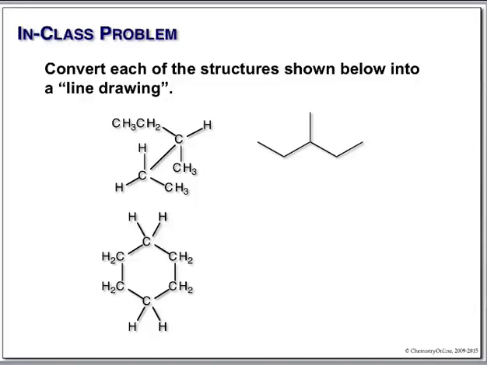Six sp3 carbons in a ring. Now we know we did this a little bit ago, we drew it in a chair conformation, didn't we? To follow up on your question, you can also just draw a perfect hexagon. Works fine, conveys the same information.